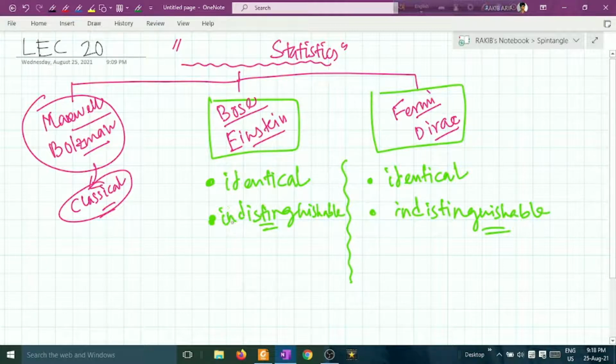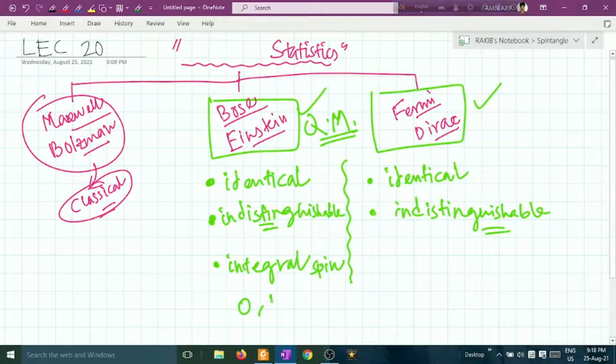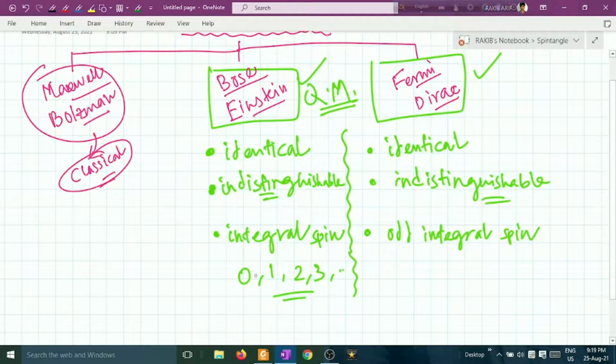So what is the basic difference between Bose-Einstein and Fermi-Dirac statistics? They are both quantum statistics. But what is the basic difference? The Bose-Einstein statistics have particles having integral spin, that means spin 0, 1, 2, 3, not fractional spin. In the case of Fermi-Dirac particles, they have half integral spin, that means the particles can have spin value 1/2, 3/2, 5/2.